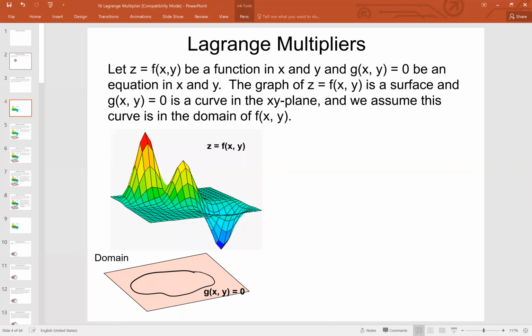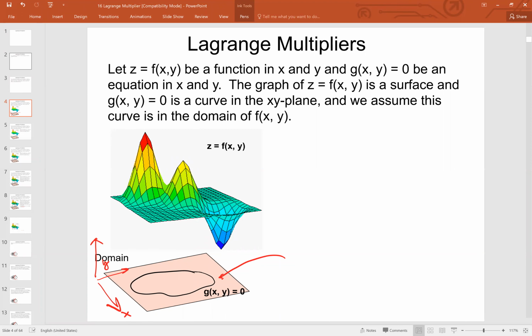And the basic setup is this. We have a surface z equals f of x, y, and we have the domain down here. Let's say this is x and that's y, and then we have z. And in the domain, we have a closed loop, and the question is to find the maximum value for the values on the closed loop.